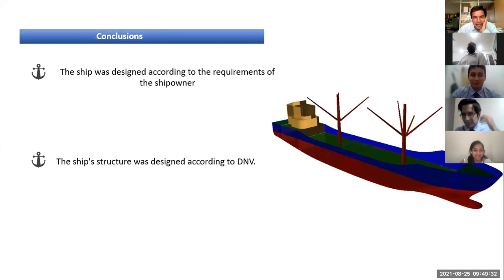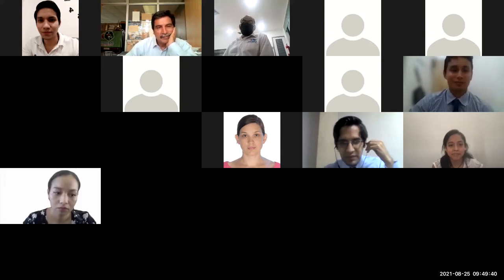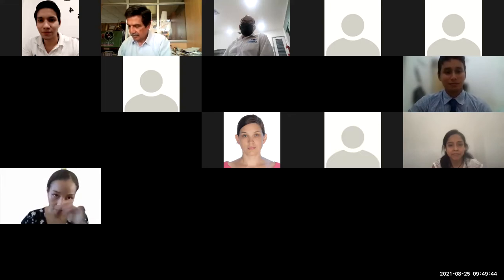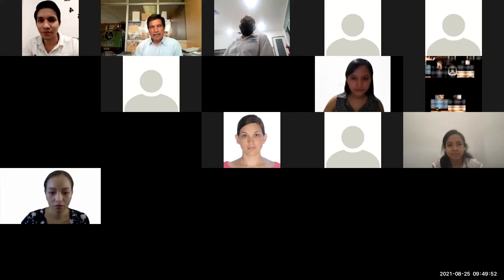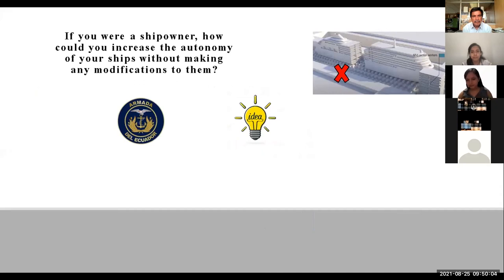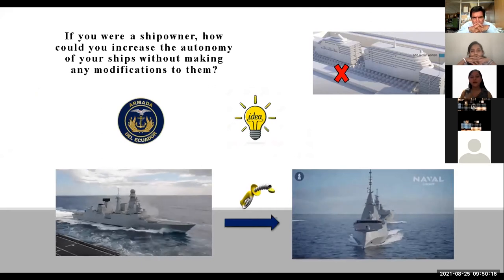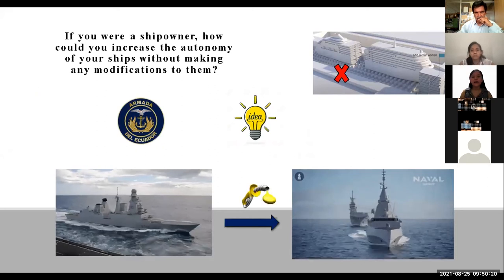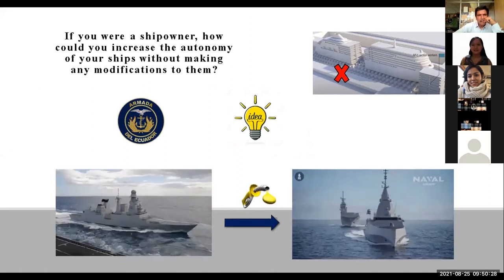Let's move on. Now let's hear from Ms. Reyes and Ms. Villalba about a replenishment oiler ship for our Navy. Can you see my projection? Not yet. Yes, now we can see it. How could you increase the autonomy of your ships without making any modification to them? The ships of the Ecuadorian Navy cannot stay at sea for a long period. Which is the reason for the project today?